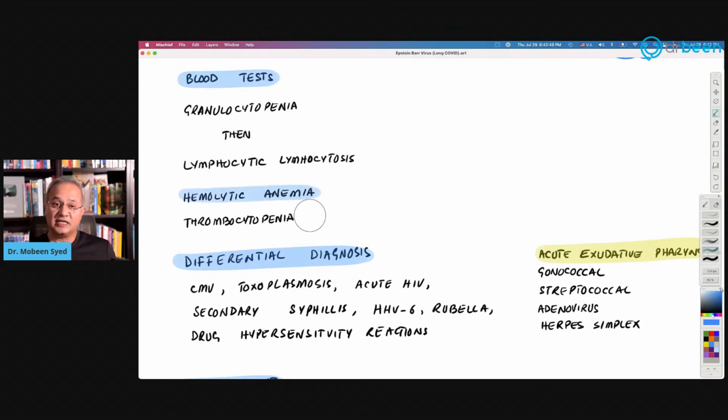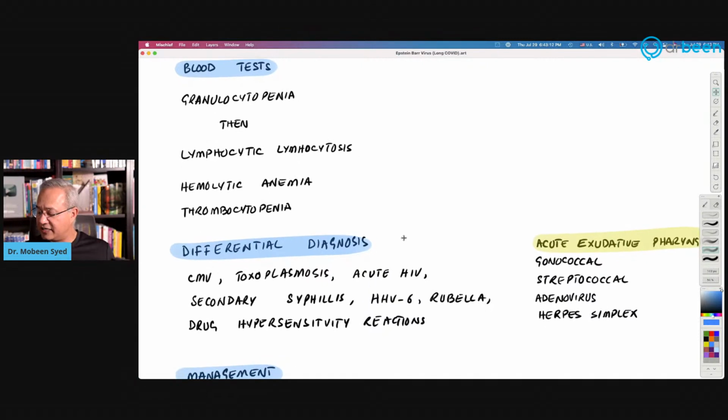Then hemolytic anemia occurs. Red blood cells start breaking down. And the reason for that is that the spleen is swollen and the liver is swollen and the function there is not correct. So the blood starts breaking down. And then thrombocytopenia occurs. So the number of thrombocytes reduces, sometimes life-threateningly.